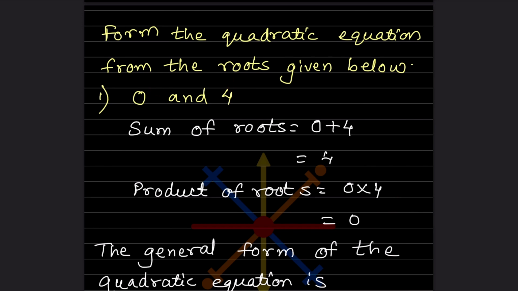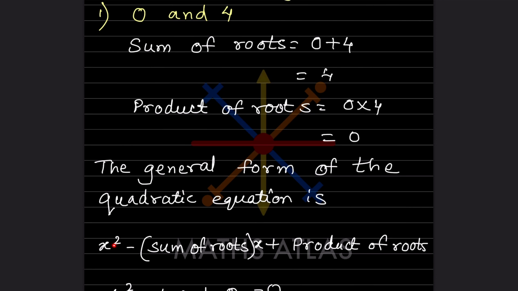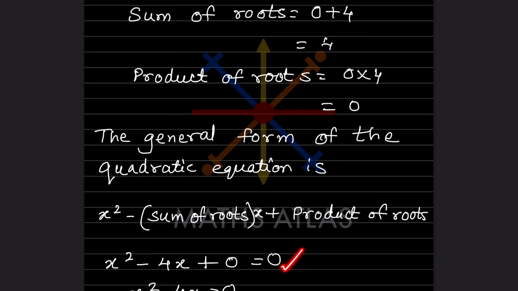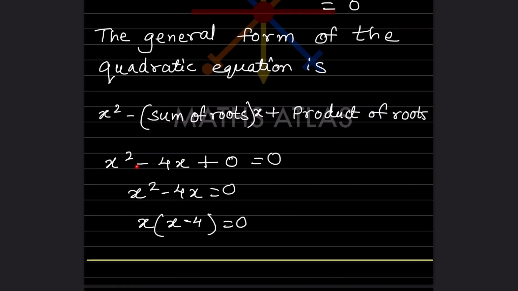Actually, the general form of the quadratic equation is x squared minus (sum of roots) multiplied by x plus the product of roots. Suppose this is given. Usually we factorize it and get two numbers, right? So this is the sum of roots, and whatever you get here is the product of roots. Now this will be x squared, and the sum of roots we got as 4, so 4x, and the product of roots is 0. So we can write this as x squared minus 4x equals 0.